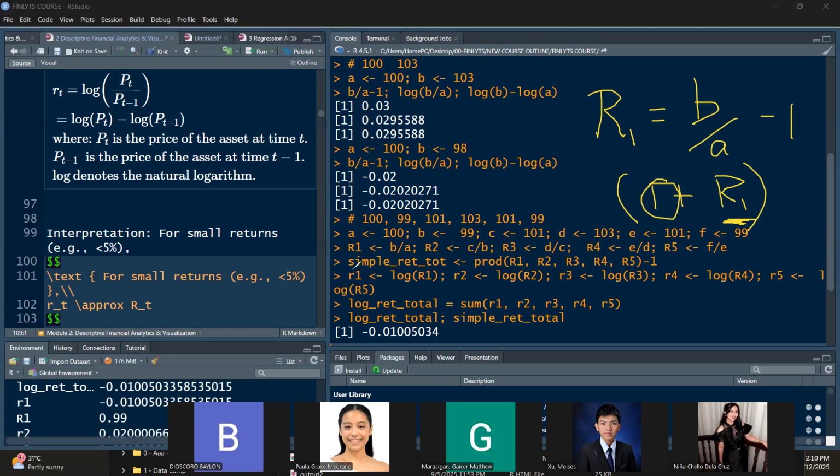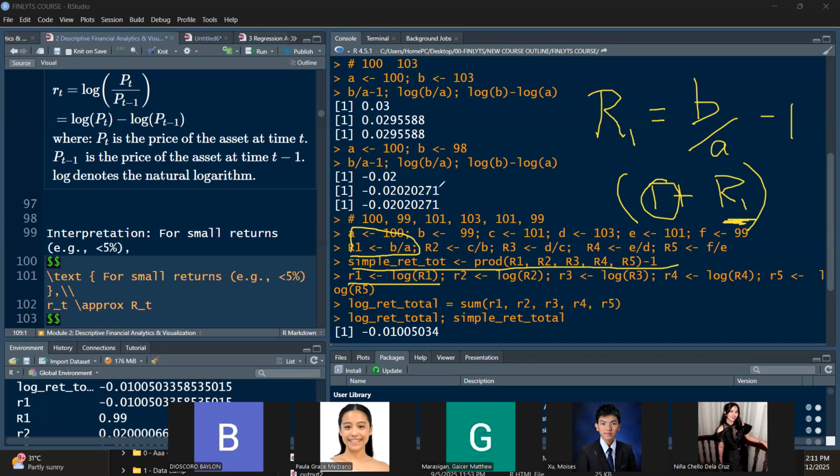So take a look at this, class. The simple return will be R1, R2, R3, R4, R5, right? But my R1 is B over A. I did not subtract 1 so that when I get to the total, I will not have to use 1 plus R1. Just a mathematical trick that I did. And then R1 will be the log, so log of R1. I can also use P sub t over P sub t minus 1. Anyway, that's pretty straightforward.